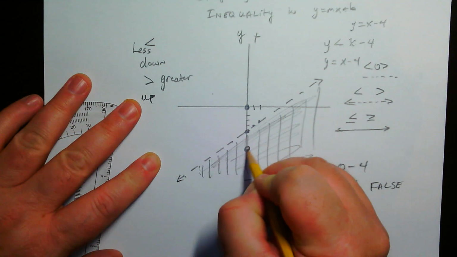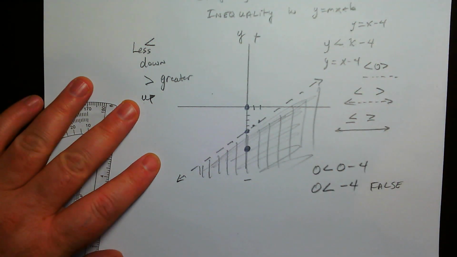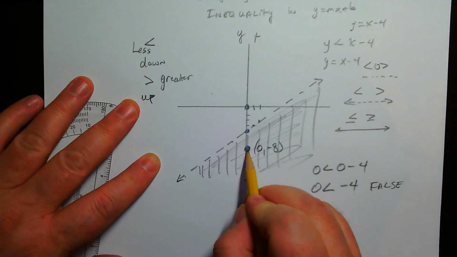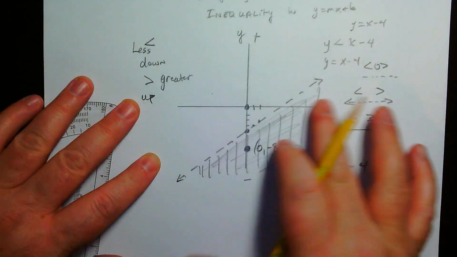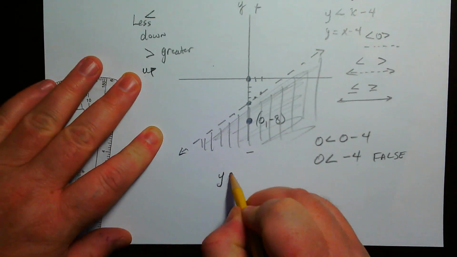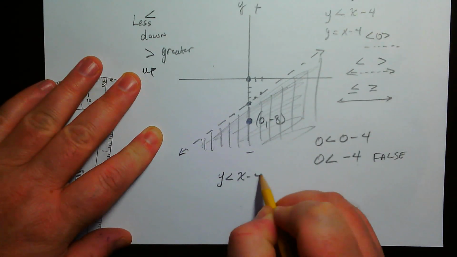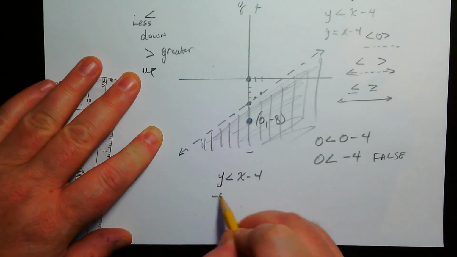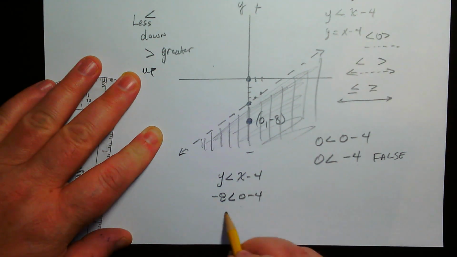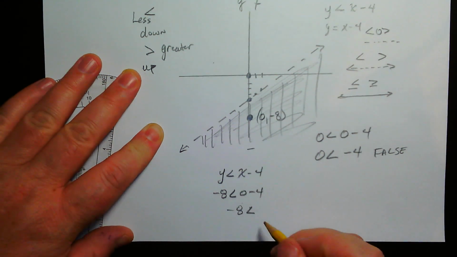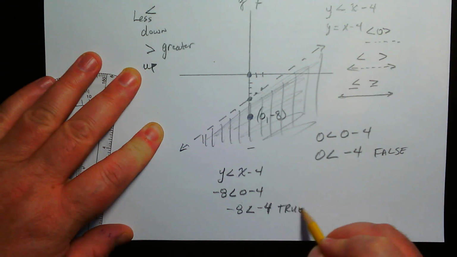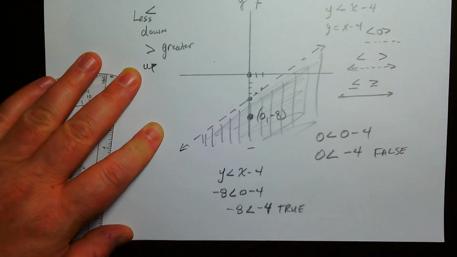So just for the sake of clarity, or for an example of one that does work, this point right here, let's say that's 0 and -8. That is in the shaded region, so it should be an answer because the shaded region is where all the answers are. So let's go ahead and check that. So we have y is less than x minus 4. So let's go ahead and plug in our numbers. -8, 0 minus 4 is -4. Is -8 less than -4? It absolutely is. It's more left on the number line. It is smaller. That is a true statement, and that is what we are expecting because it's in the shaded region, so we are good to go.